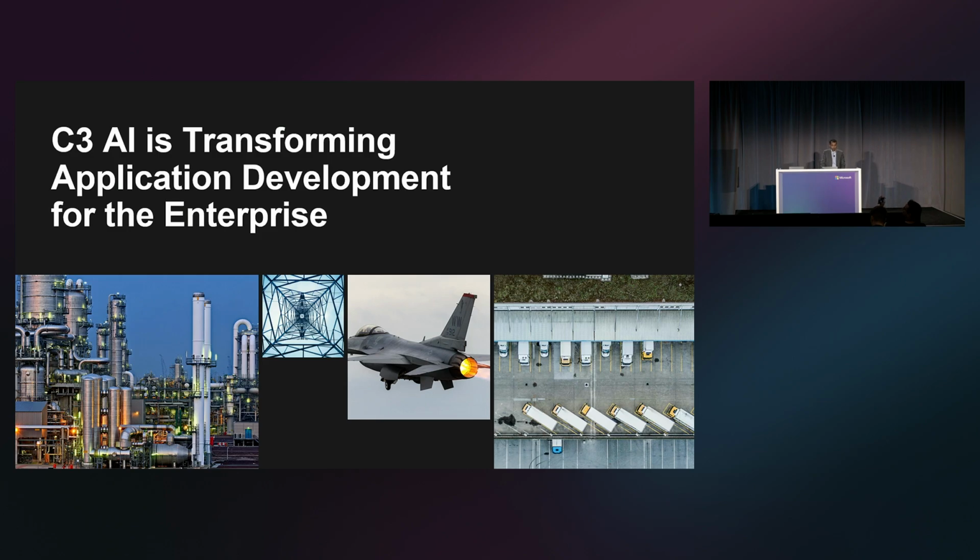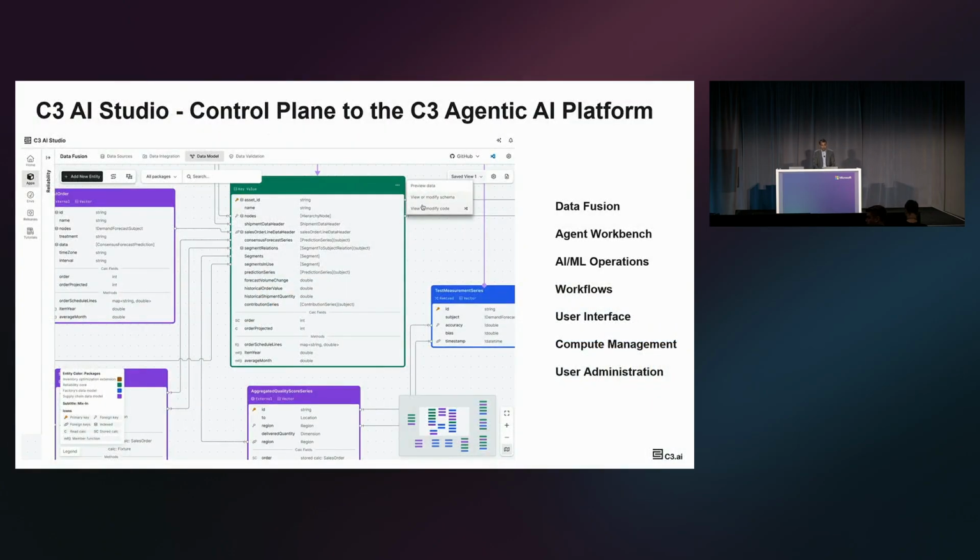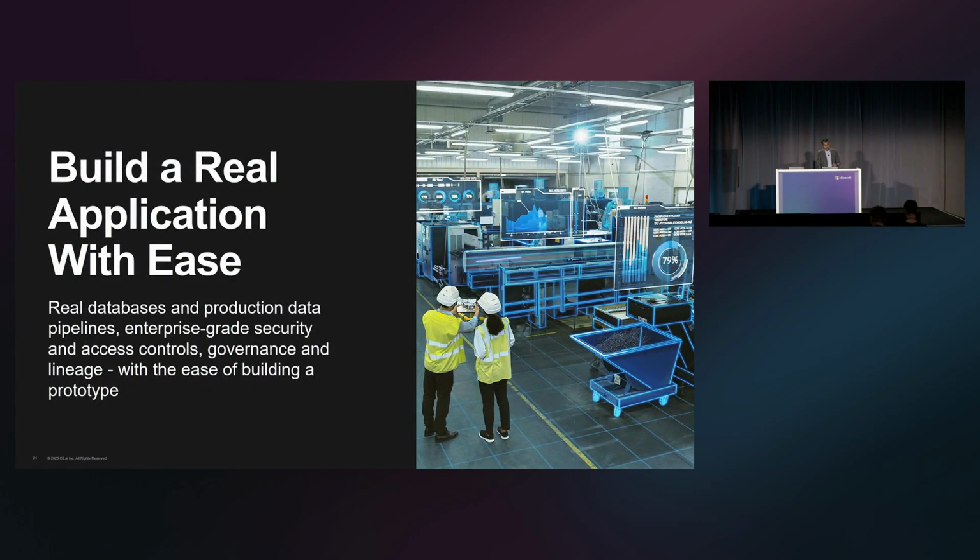Okay, so we think about ourselves as we run on Microsoft Azure. We think about ourselves as an application platform that accelerates the time to build these kinds of next-gen applications. And the heart of all of that is ontology, the object models. And where do you access those? In a product that we call C3 AI Studio, which is basically the interface into the platform. And this has data fusion, workbenches, operations, workflows, UIs, all of that stuff, monitoring, management. And this allows us to build real-world applications with ease, or allows our customers to build them with ease.